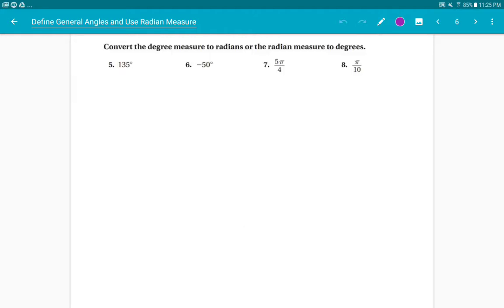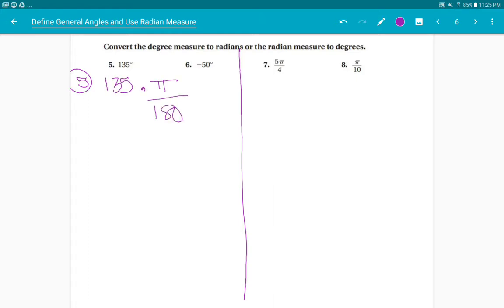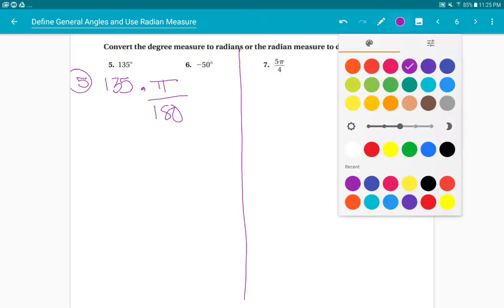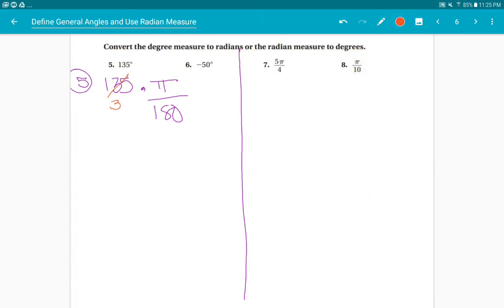So let's do a few here. Notice it's split in the middle. The left-hand side is degrees, which we're going to convert to radians. The right-hand side is already in radians, so let's convert it to degrees. Let's look at number 5. We have 135, and we multiply that by pi over 180. You want to simplify it as best as you can. I know from experience that they're both divisible by 45, so that gives me 3 pi over 4. That's your simplified radian measurement. You converted your degrees into radians.